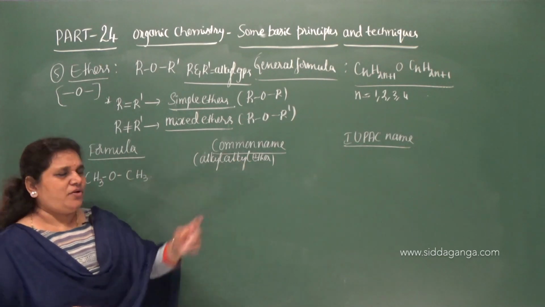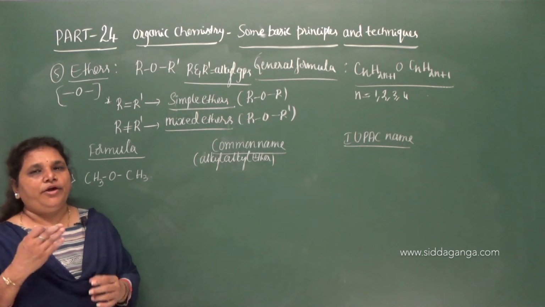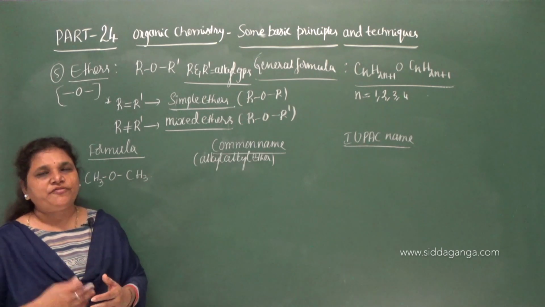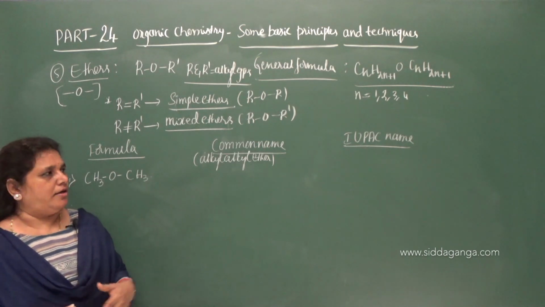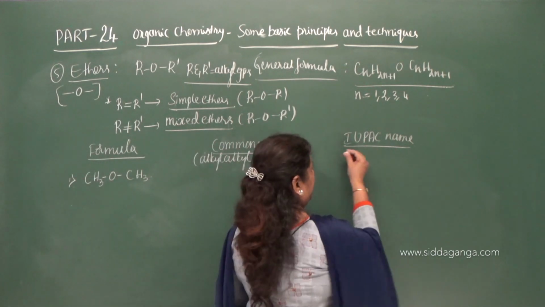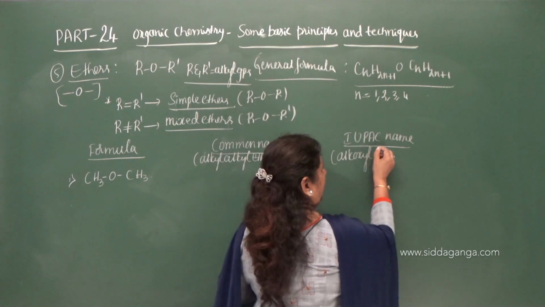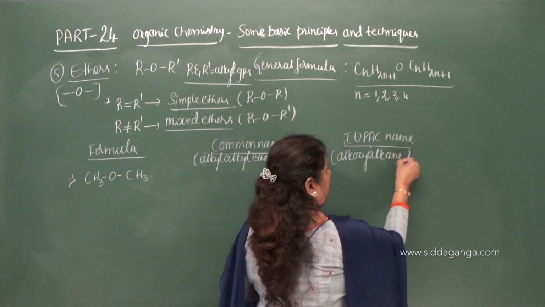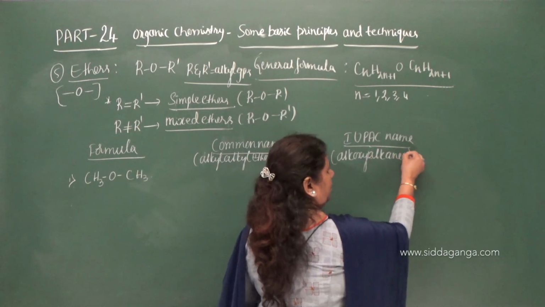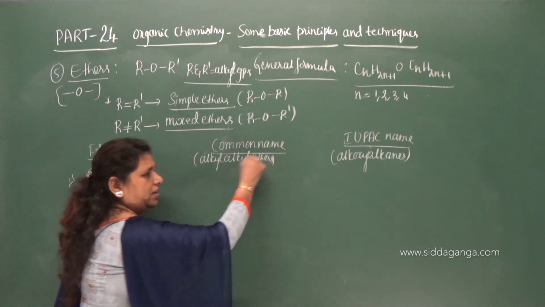If it is simple, you can name it as dialkyl ether. If it is mixed ether, you have to arrange the names of the alkyl groups according to alphabetical order. And what about the IUPAC name? Alkoxy alkane. Alkoxy alkanes. And here alkyl ethers.